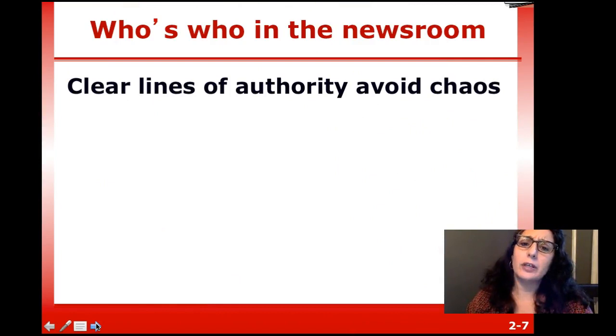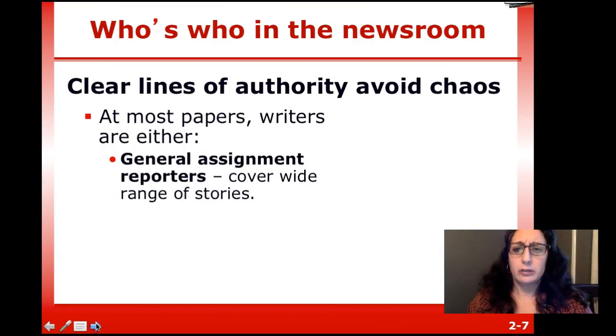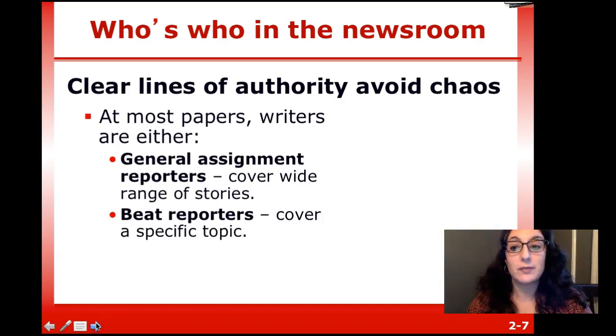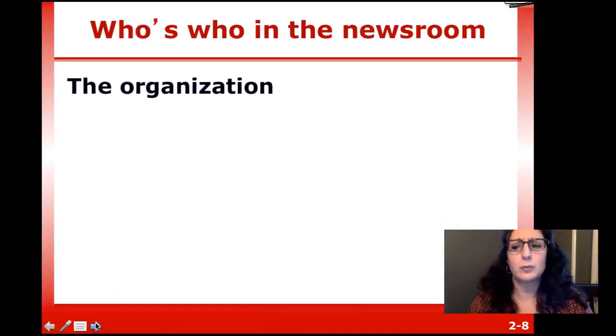Clear lines of authority avoid chaos. So they have it. Most papers' writers are either general assignment, they cover a wide range of stories, or beat reporters, and they cover a specific topic. Some newsrooms have now teamwork, right? And that's a big part, especially as we work into more multimedia. Longer pieces, investigative pieces usually take teams. But who's who in the newsroom? And this is where your textbook will talk more about the Oregonian, and I suggest you look at those examples. I'm going to have to go through it fairly quickly here.